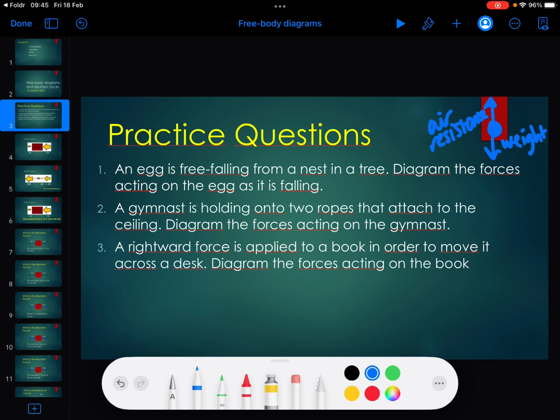Now, slightly more complicated, a gymnast is holding onto 2 ropes that attach to the ceiling. Diagram the forces acting on the gymnast. So I'll pop it down here.